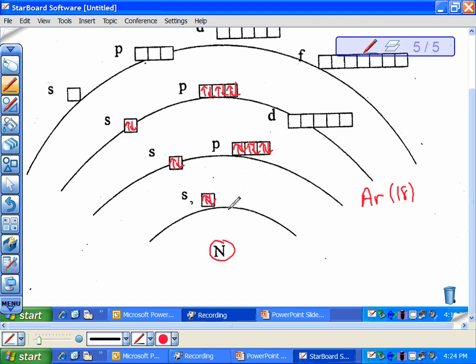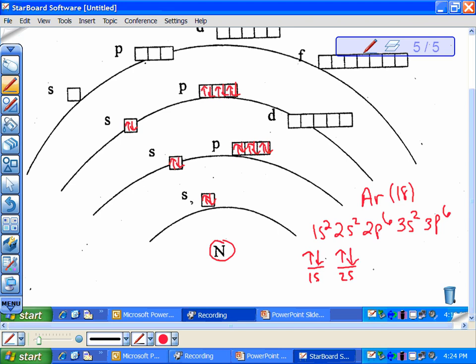So when I get ready to write this, I would start here, and it'd be 1s2, then 2s2, then 2p6, then 3s2, and then 3p6. That's called the electron configuration. If I add these together, you'll get that magic number of 18. The arrow diagram is going to look just like that. One up, one down.